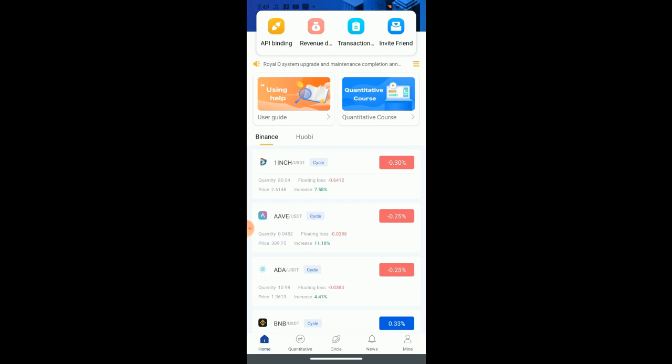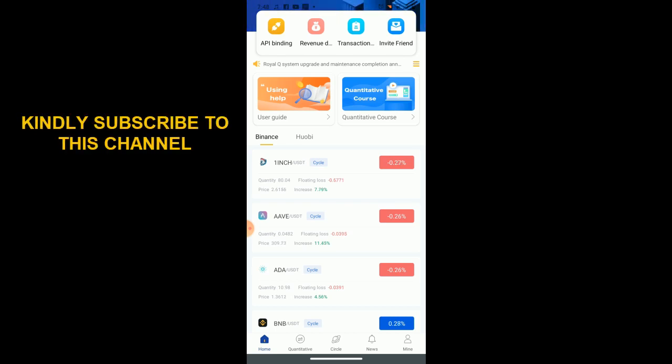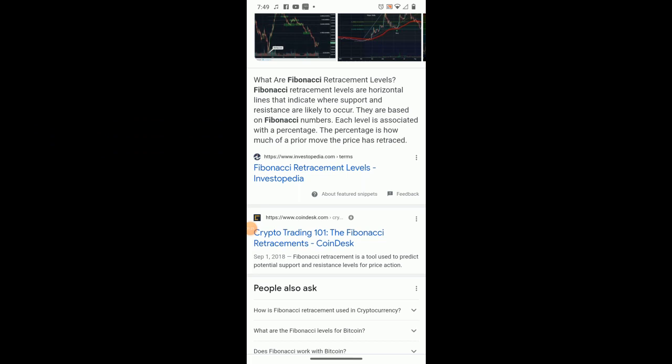I just want you to understand how this concept works, how the Royal Q robot works, how it picks trades, and how it ends its trades. In short, I just want to dwell more on this aspect. So I want to give us some background to this tutorial.